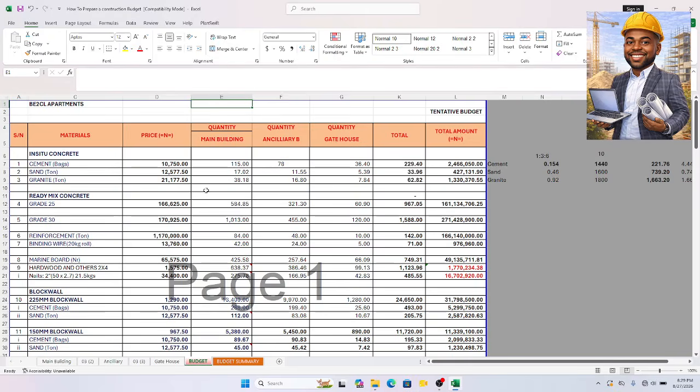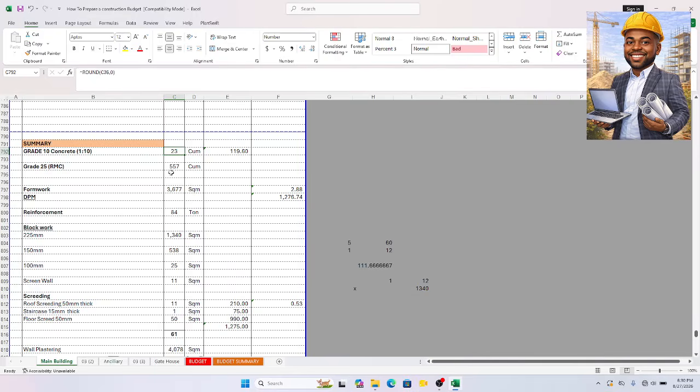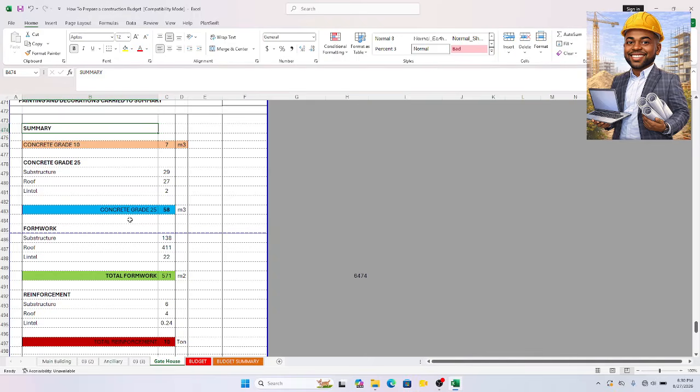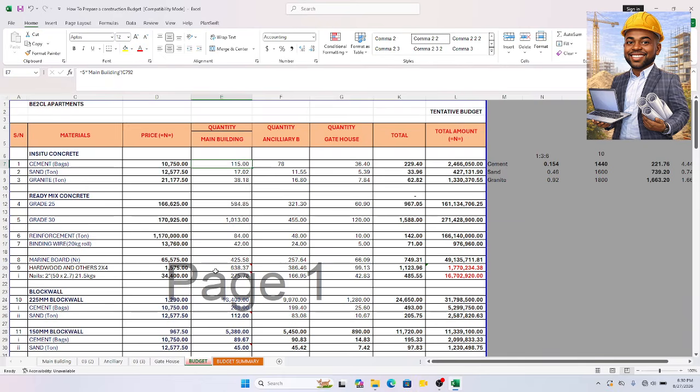Now, if you come here, right, what is the quantity of the blinding? So this is blinding, that's in situ here. If I come to the main building, you see here, this is 23 cubic meters, right? If I come to the ancillary building, it is 15 cubic meters. If I come to the gatehouse, it is 7 cubic meters, right? I have all of them presented here. This is the main building. This is the ancillary building. This is the gatehouse.